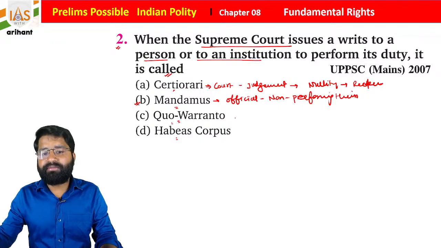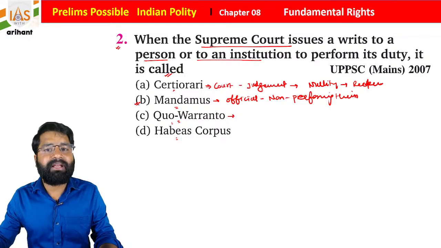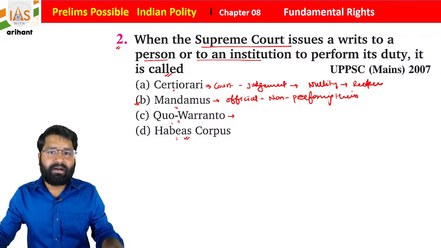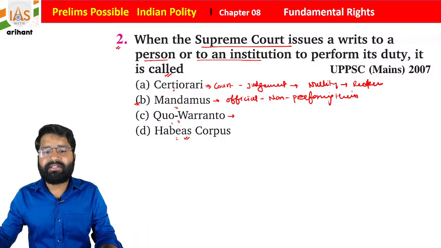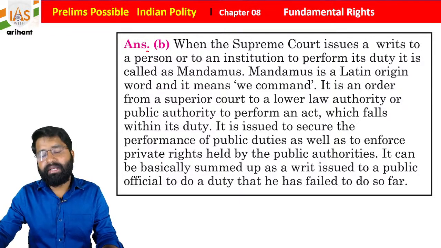Quo warranto is used if someone got a post, any official post, by producing a fake document. Habeas corpus is for detention or arrest: illegal arrest or illegal detention, or if they are not following the procedure, that is, 24 hours. In that case, students, this can be issued. Now just see the answer.